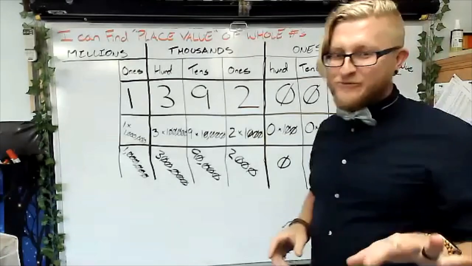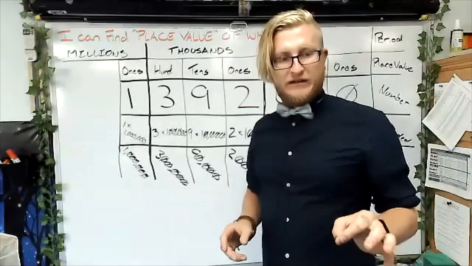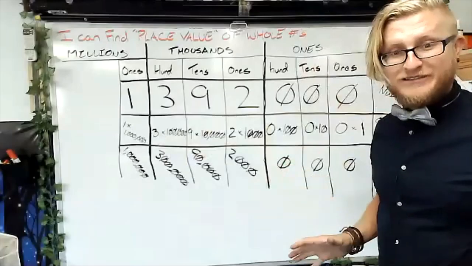1,300,000, 90,000, 2,000, then that. You are on the right track. Reading numbers can get a little bit complicated. Oh, yeah. Now I know. What do you got? 1,392,000. Perfect. Do not let all this other junk mess you up when you're thinking of that.